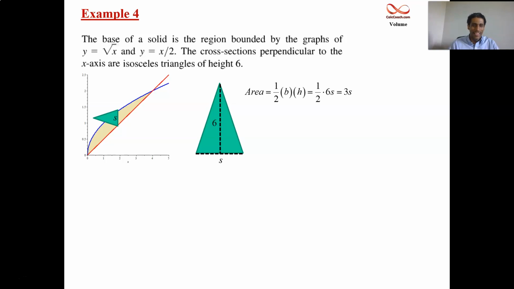That's all it is. There's an upper function, root x. There's a lower function, x over 2. The difference between them is what s is. So you subtract root x minus x over 2. That's what s is. Rip out s, put in root x minus x over 2. You got your formula. Now you just need to know the bounds and you just integrate.